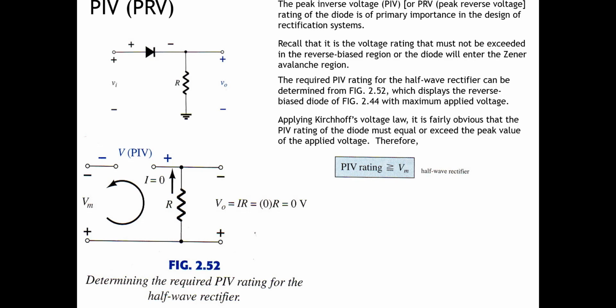Vm is the maximum voltage. So if the diode's PIV rating is lower than Vm, the diode will break down. So we have to carefully select the diode if we use it for rectification here.